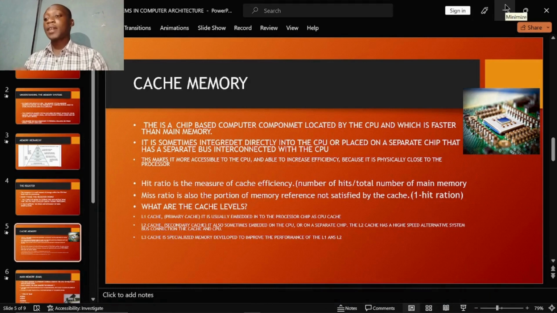We will then move on to the cache memory. The cache memory is a special storage space for temporary files that makes a device, browser or apps run faster and more efficiently. The cache system allows you to efficiently reuse previously retrieved data. The efficiency of the cache can be measured using the hit ratio. So the hit ratio is simply described as the measure of the cache's efficiency. And the hit ratio is calculated as the number of hits divided by the total number of main memory references.